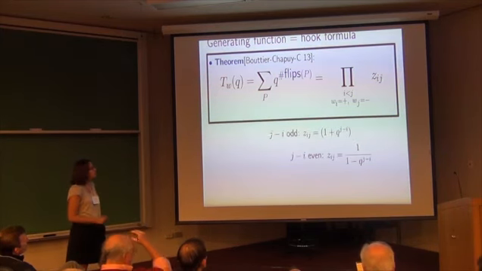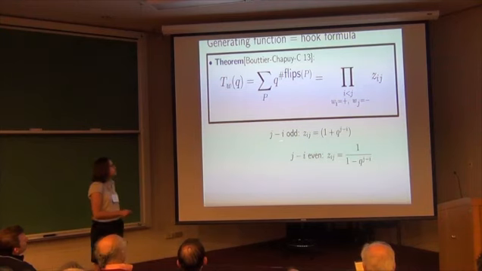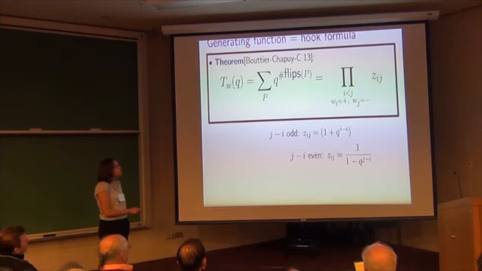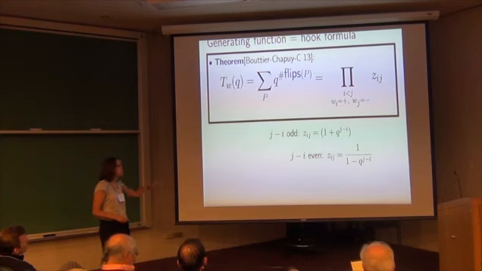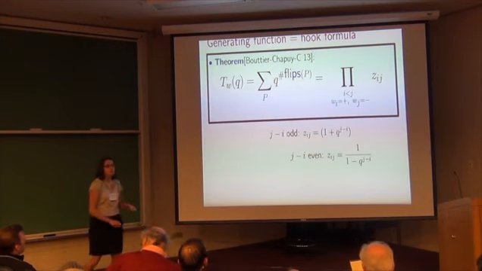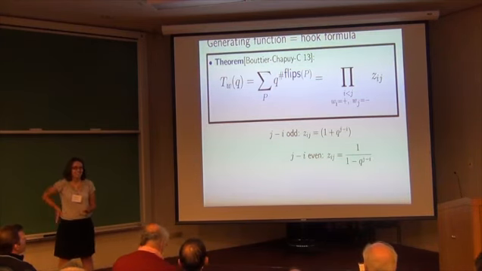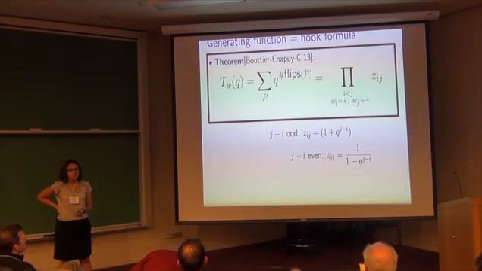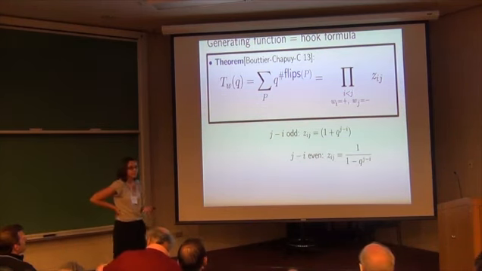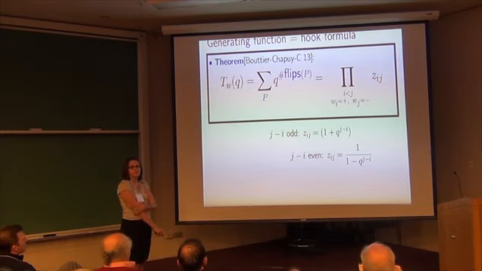Let me tell you what that product is. It's very simple. I look at pairs i and j where w_i is plus and w_j is minus. If j minus i is odd, z_ij is 1 plus q to the j minus i, and I put it in the numerator. And if j minus i is even, I put it in the denominator as 1 minus q to the j minus i. So now you all know which word corresponds to the Aztec diamond: j minus i must always be odd.